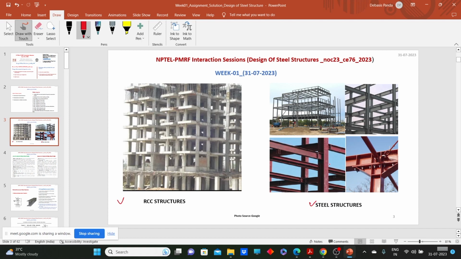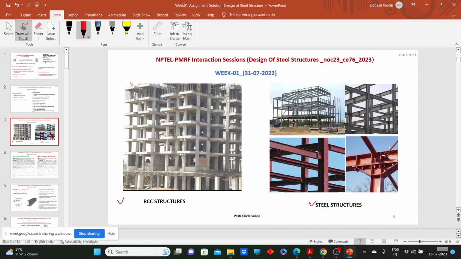First of all, what comes to our mind? The difference based on the material. This is made from RCC, this is made from steel. I will come to the material part a little later. First, try to understand the difference with respect to a structural engineer or an execution engineer. With the view of a structural engineer, let's find it out.